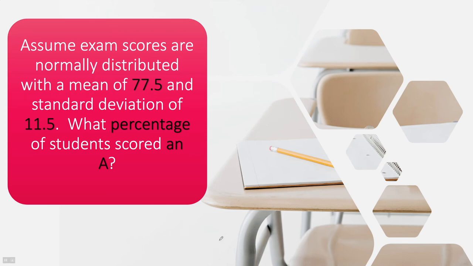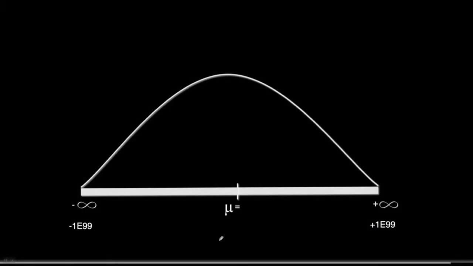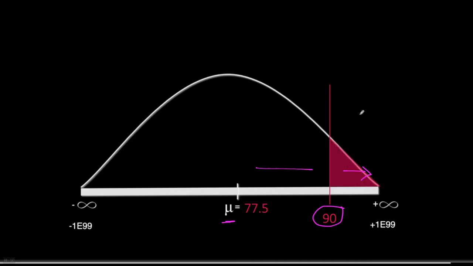So we get our document and we look at our drawing and ask, okay, what's the mean and what other values do we know on here that we can label, and what would we shade? Our mean, we were told, is 77.5, and we were also told that we wanted the percentage of those earning an A. So ask yourself, earning an A, would that be shading to the left or to the right? Hopefully you said right, because you need 90 or more to earn an A. And so, boom, we've shaded to the right. And now we want to know what percentage this is.